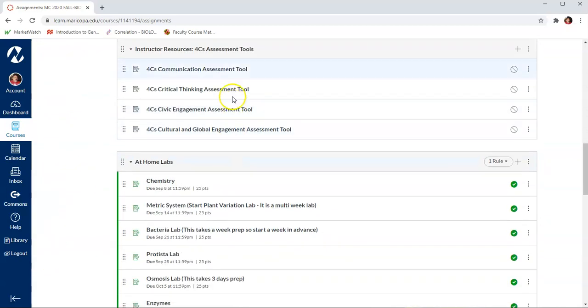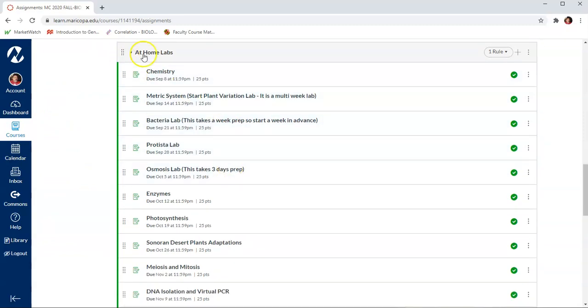All right, this is just for me. All right, these are the at-home labs. So 100 points, the whole class is worth 1,000 points. 100 of those points come from quizzes, and then 300 of those points come from these labs.